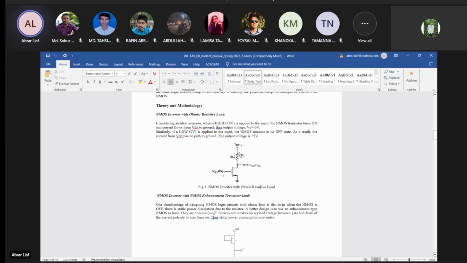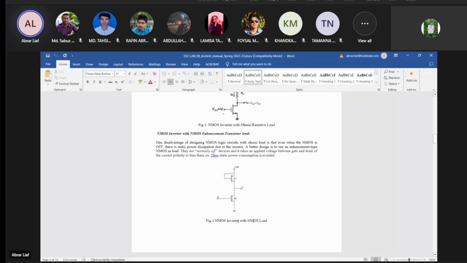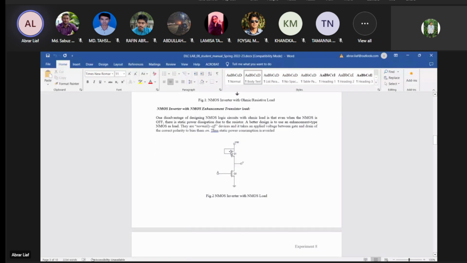After that, you have an NMOS inverter with NMOS load. This circuit is an NMOS inverter, but now you do not have a resistive load. Previously, it was a resistive load, but now you're using the NMOS itself as a load. So basically, you have two NMOS. One is working as an inverter, the other NMOS is the load itself. You have your VDD connected to one of the NMOSes, and the output between this other one.